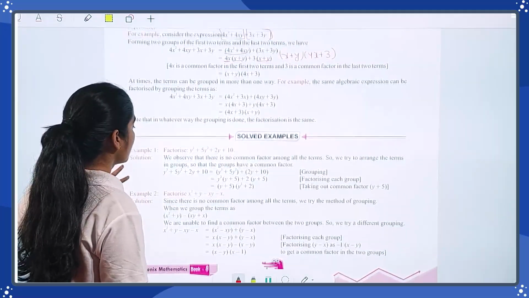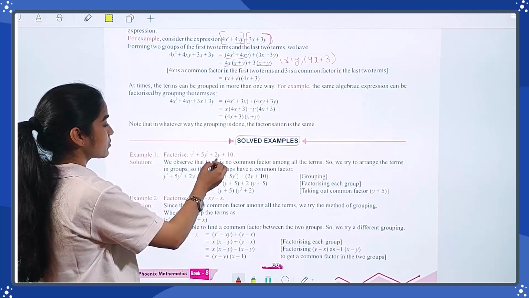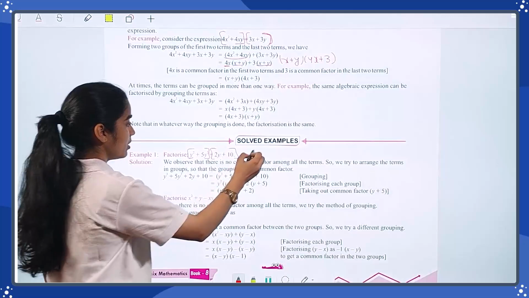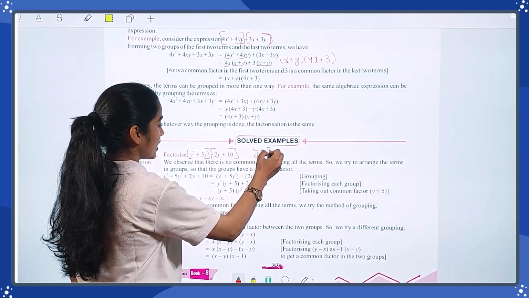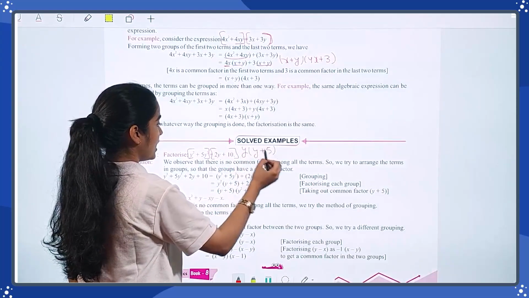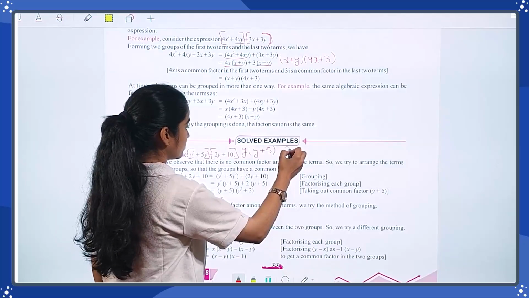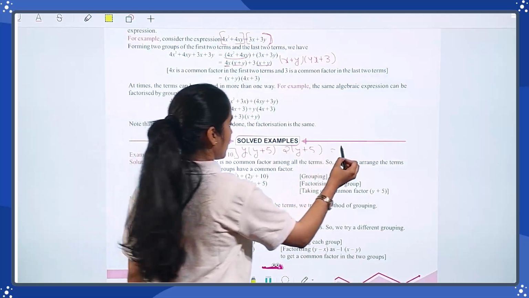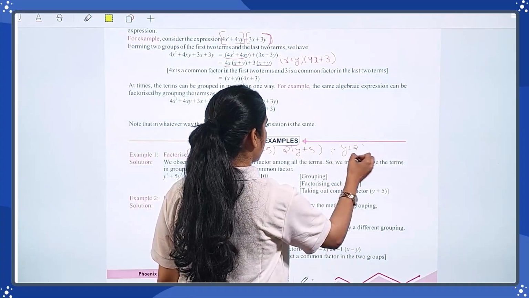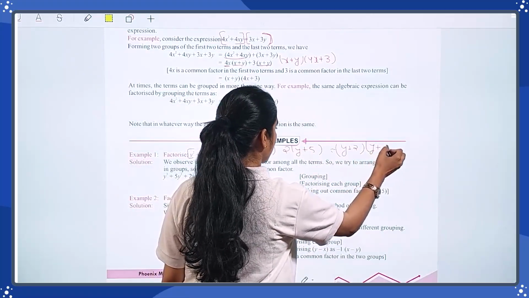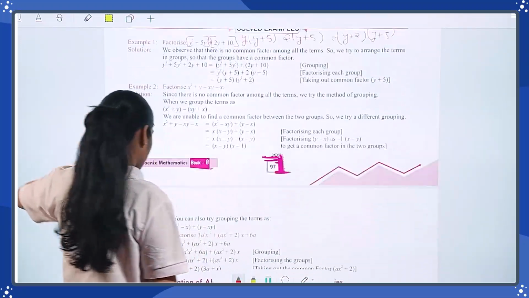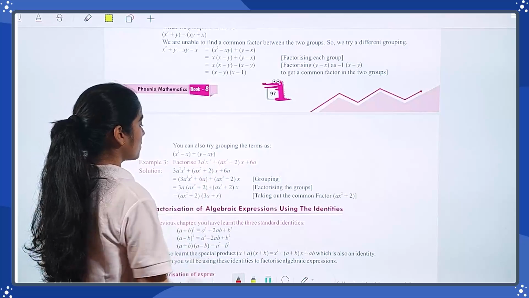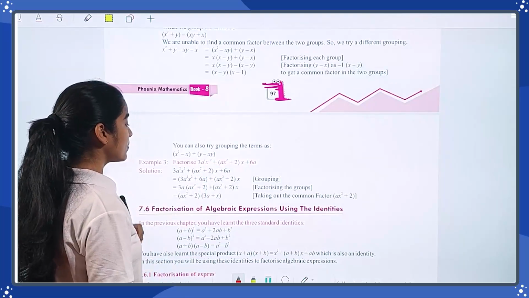Now factorize 5y square plus 2y plus 10. Again we have to take two groups over here. Y plus 5, outside we have y, 2y plus 5. So we have y plus 2 and y plus 5. This is our answer. Next we have factorize 3a square x square plus ax square plus 2x plus 6.